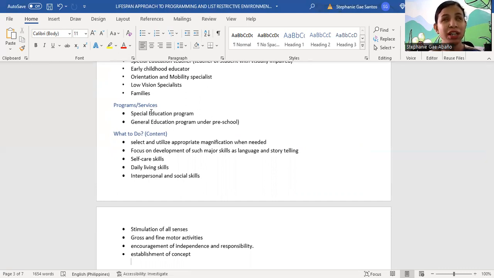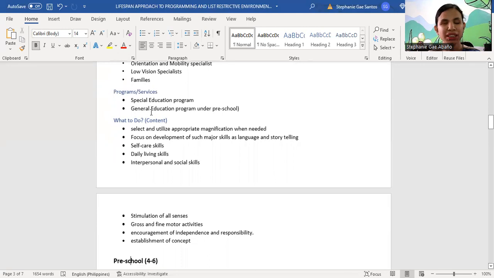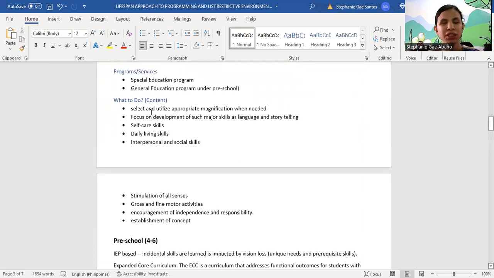So as we go on with the stages of life, we can still meet the ECC, or the expanded core curriculum for learners with visual impairment. The next stage for the learning development of the child is preschool, ages 4 to 6 years old. It is still IEP based, and the focus is incidental skills that are learned, impacted by vision loss that would really affect the educational or academic performance of the child, and it is more on unique needs and prerequisite skills that the child should develop.